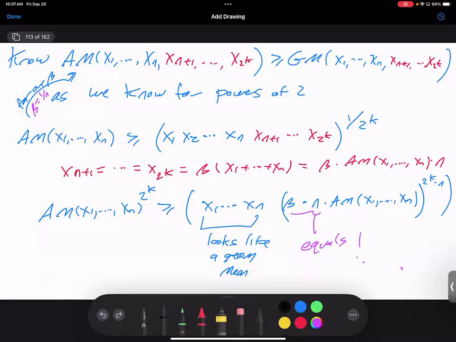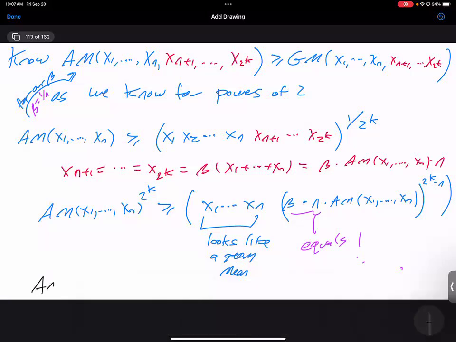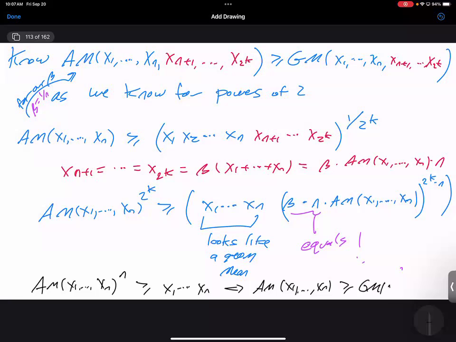So I'll get the arithmetic mean of x1 through xn to the nth power is greater than or equal to x1 dot dot dot xn, which implies the arithmetic mean of x1 dot dot dot xn is greater than or equal to the geometric mean. Just take the nth root of x1 through xn.